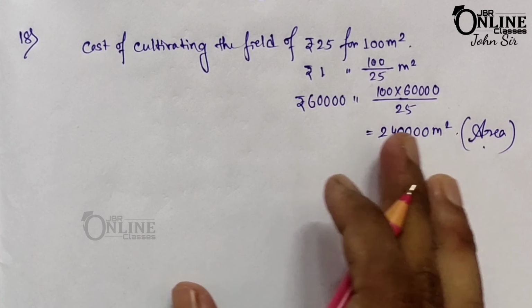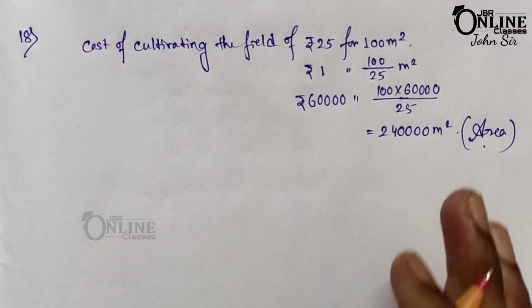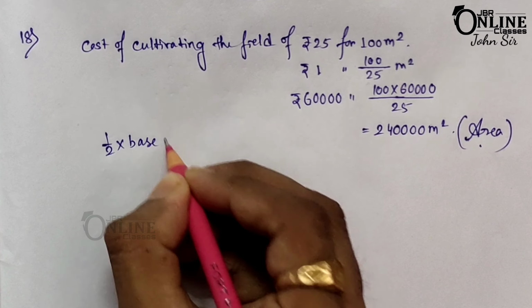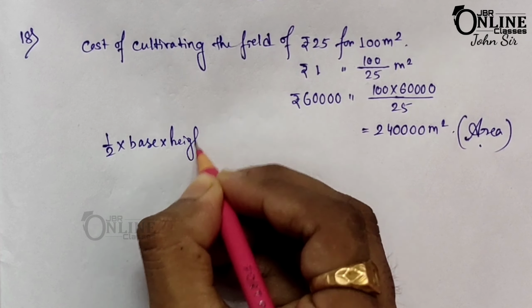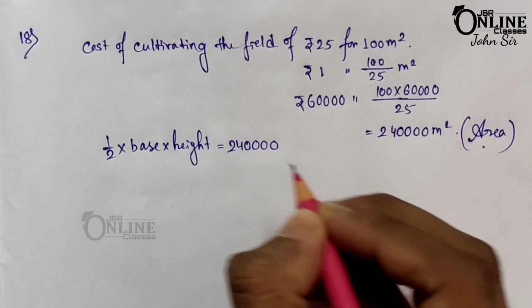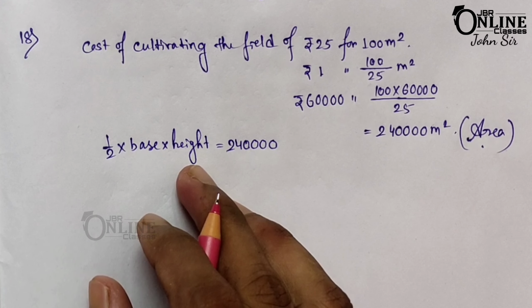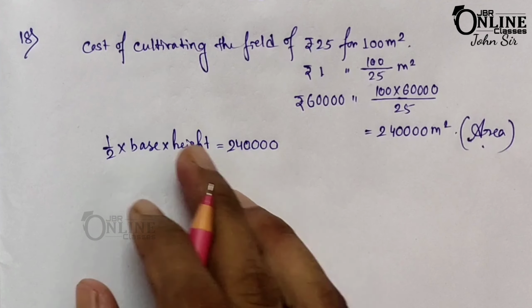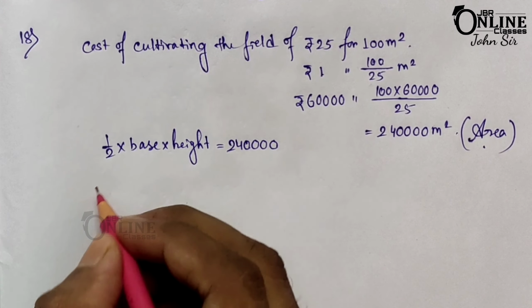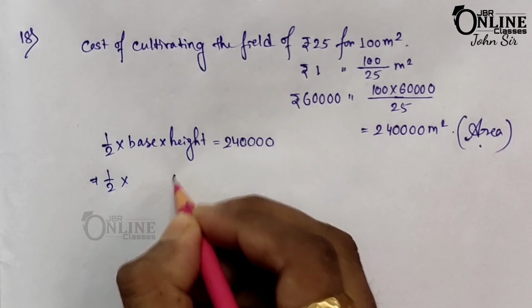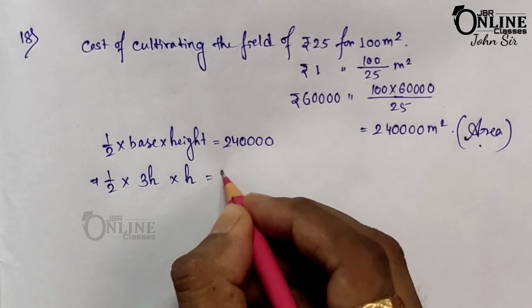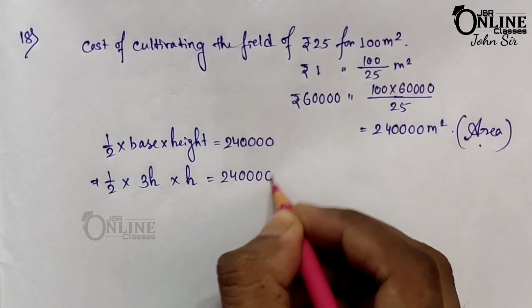Clear? Okay, now as you know it's a triangular field, so here the formula of area is half into base into height, and that equals 24000. Okay, the condition is the base of the triangular field is 3 times its height. So that means if height equals h, then base equals 3h. So that equals 24000.